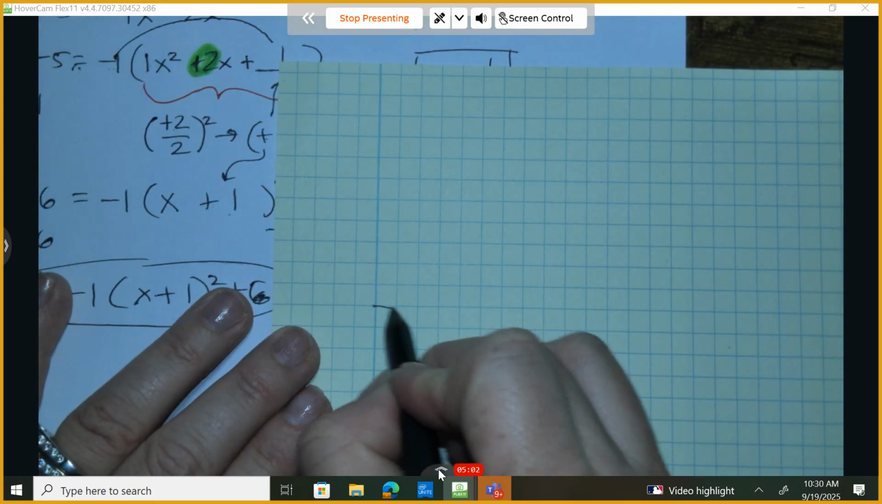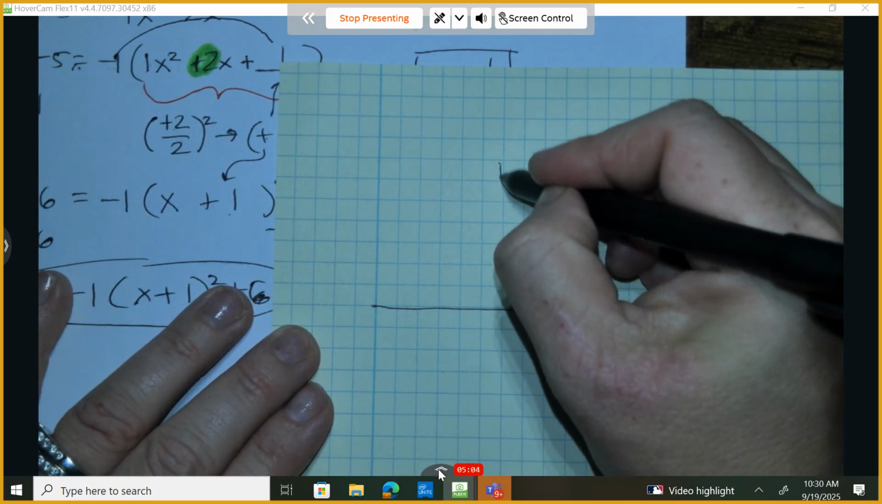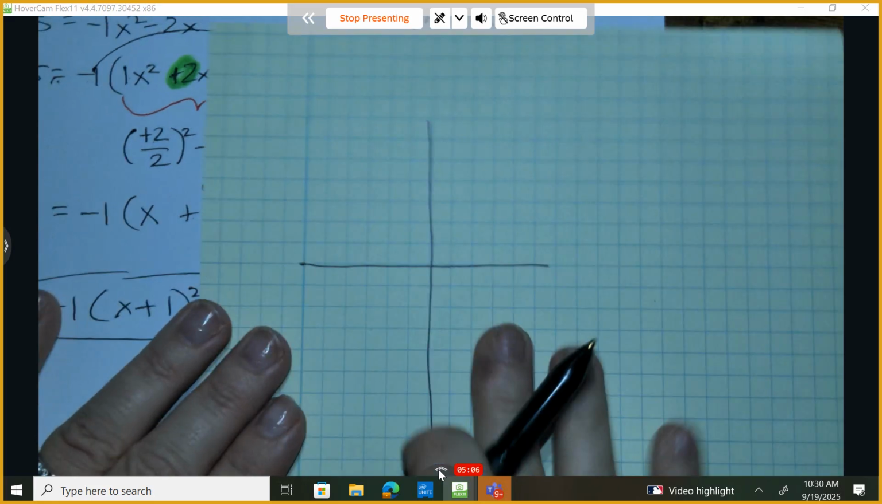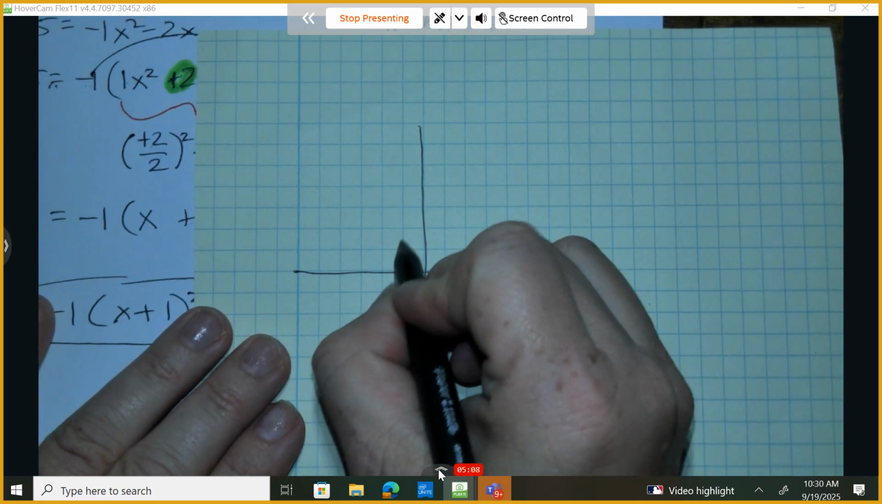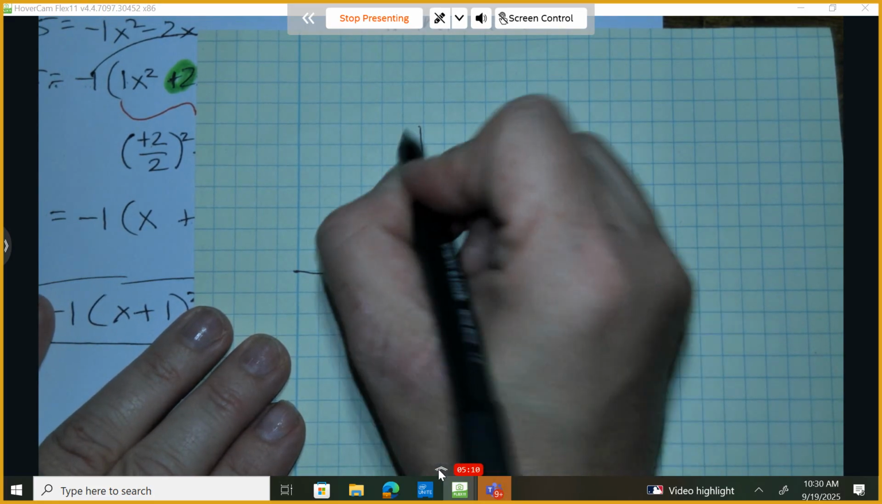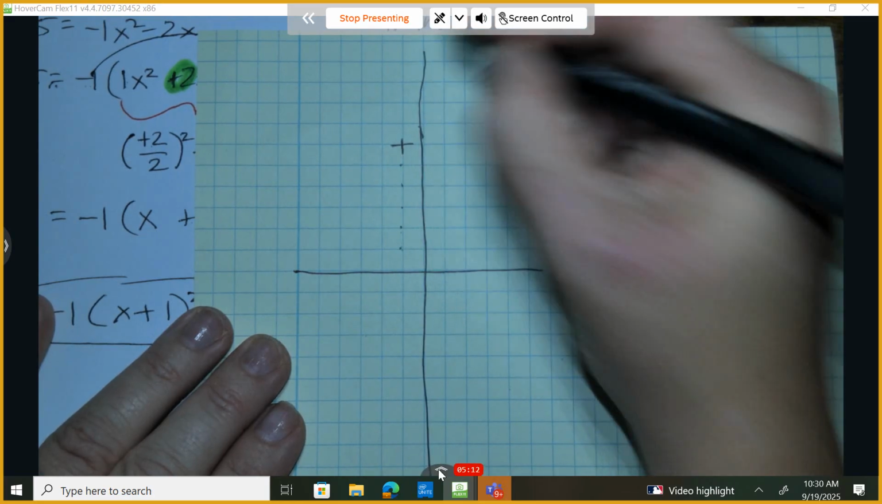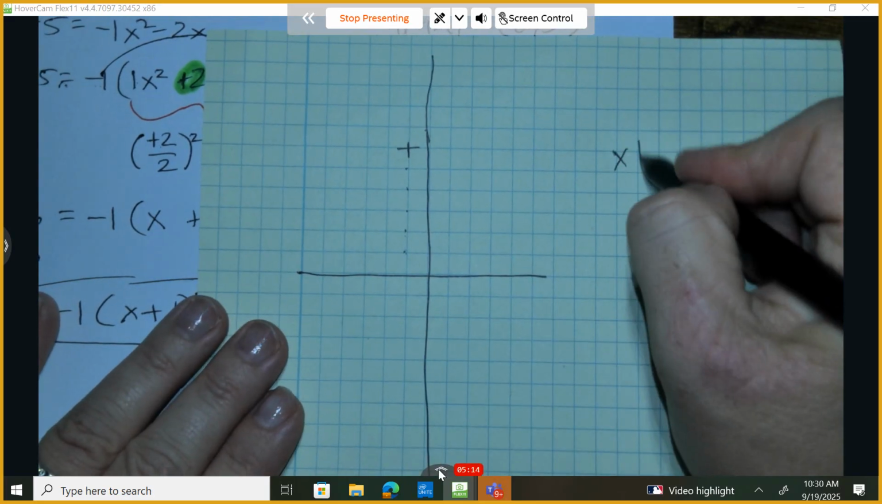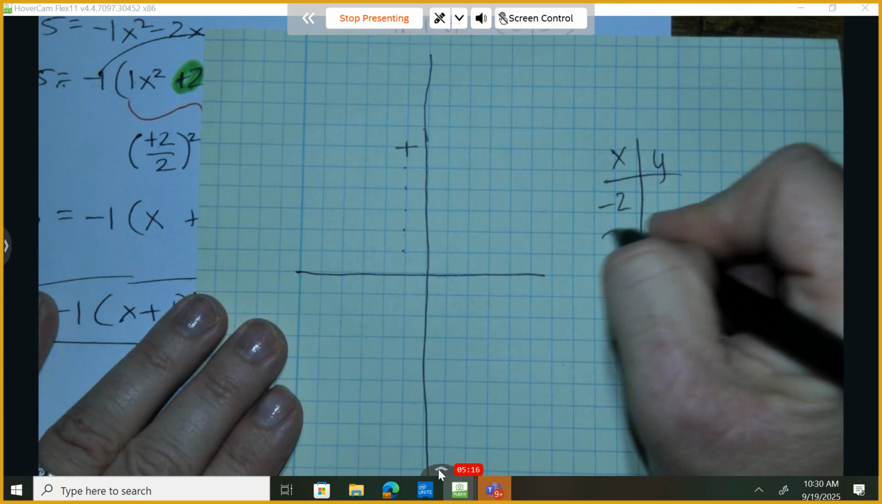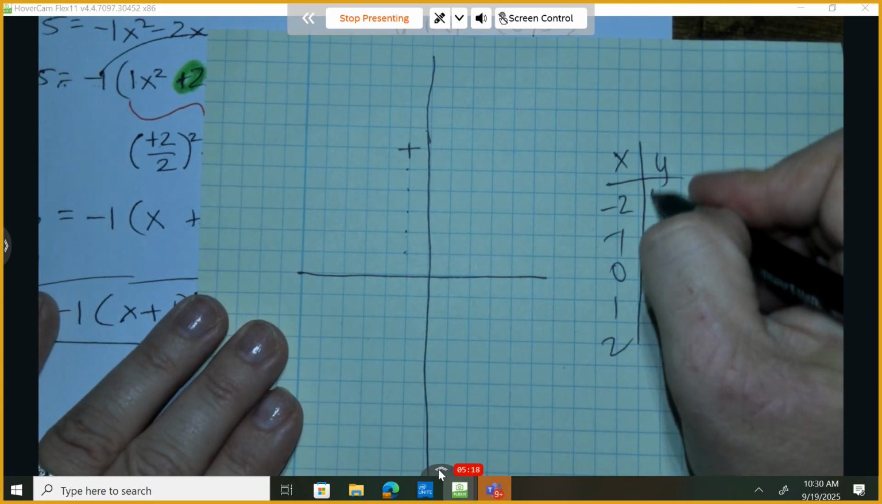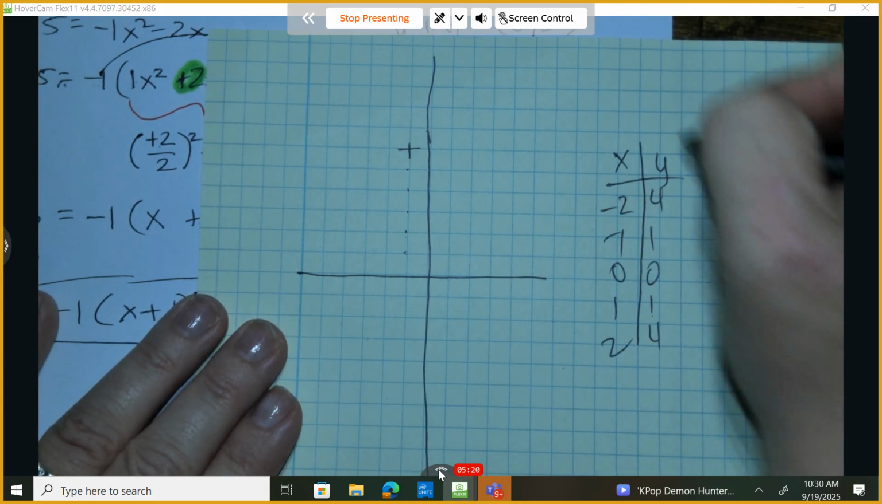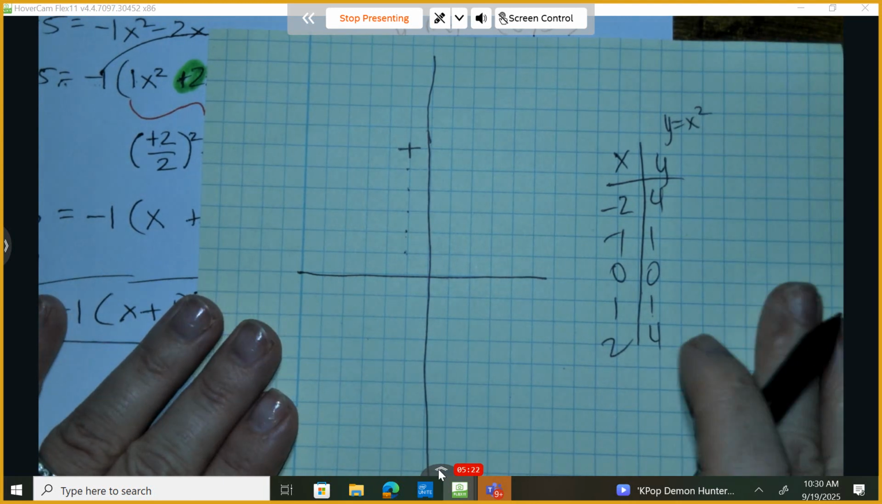The last thing I'm going to do is graph this, using what you learned in the previous unit. So I'm going to start with a vertex of negative 1, 6. I'm right there. I'm going to write down negative 2, negative 1, 0, 1, and 2. Those will always be used as my points for the parent function of quadratics.